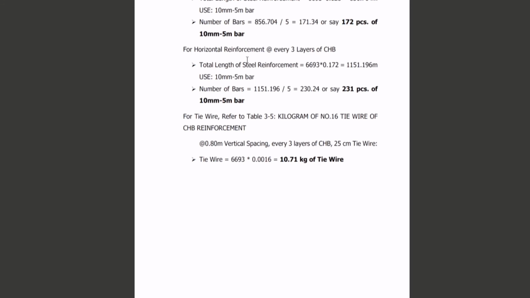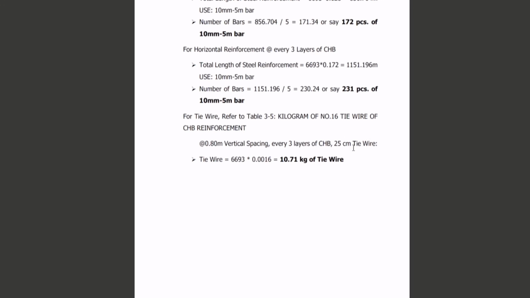Then, sa horizontal naman, multiply lang natin ng 0.172 which is equals to yan. Then, gagamit din tayo ng 10mm 5m bars. So, divide by 5 lang yan. So, kakailanganin natin ng 231 pieces of 10mm 5m bars.